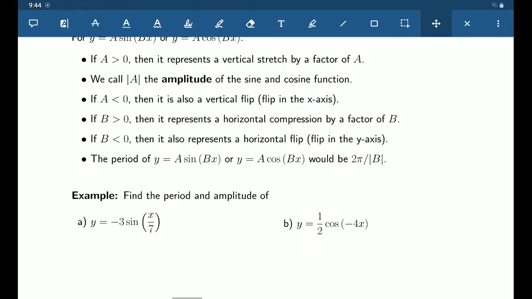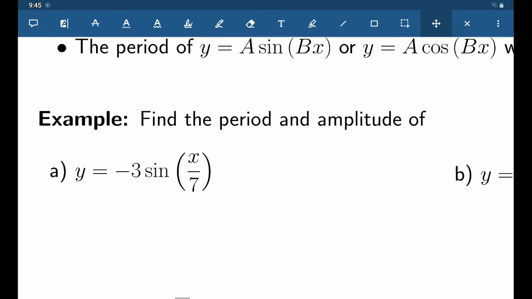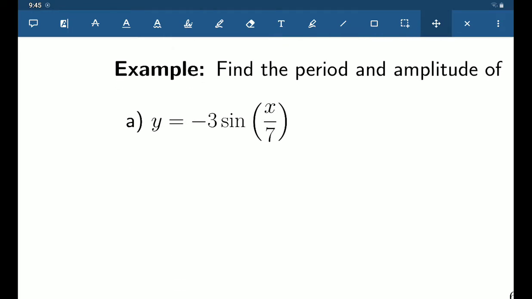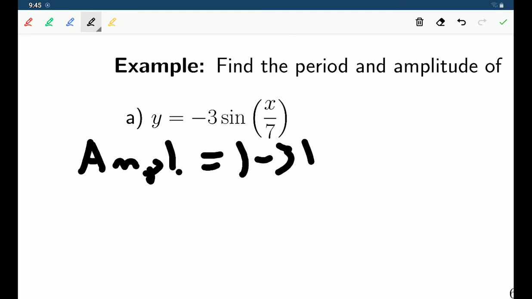So we now have a couple of examples to work through. For the first one, we have y equals -3 sine of x over 7, and we'd like to know the period and the amplitude for that function. If we're first thinking about the amplitude, it should be the absolute value of -3, which is just 3. And that's because we're taking our sine function and stretching it by a factor of 3 and reflecting it in the x-axis. So now the amplitude would be 3.